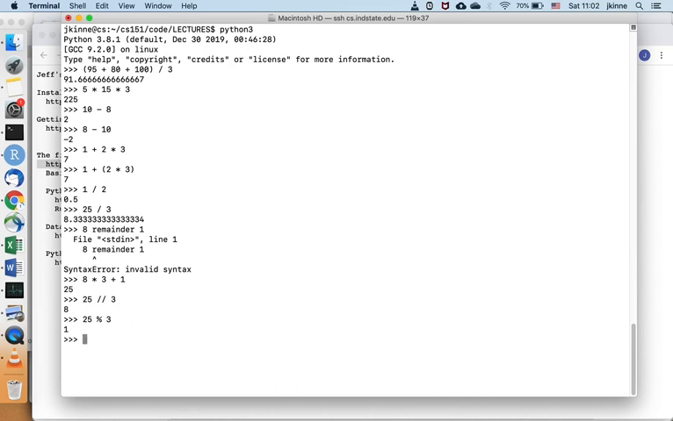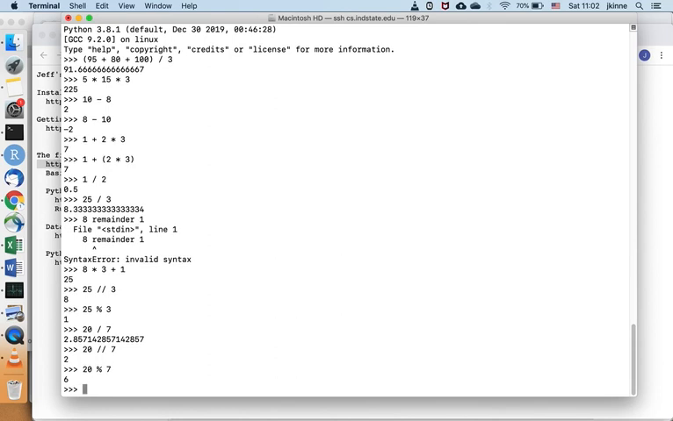Let's try some others. Let's say that we have 20 divided by 7. That's 2 point something. What if I do 20//7? 2, and what would the remainder be? 6. All right, so we have plus, minus, times, divide. We have integer division, remainder, and there's one other arithmetic operation that we have.